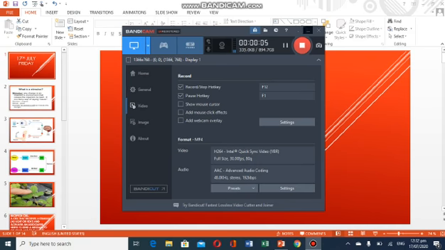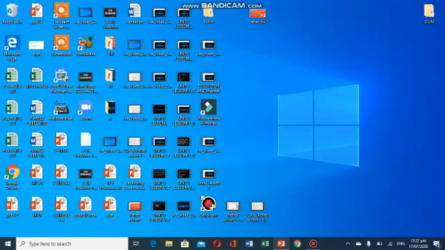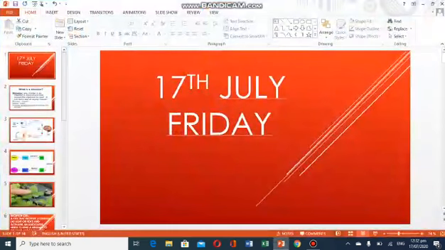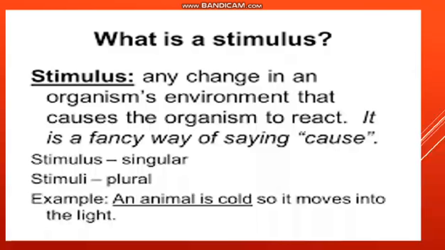The topics that were discussed on 17th July, Friday, were stimulus, reflex action, reflex pathway, and the types of reflexes, that is spinal reflex and cranial reflex. So let's move to the topic.